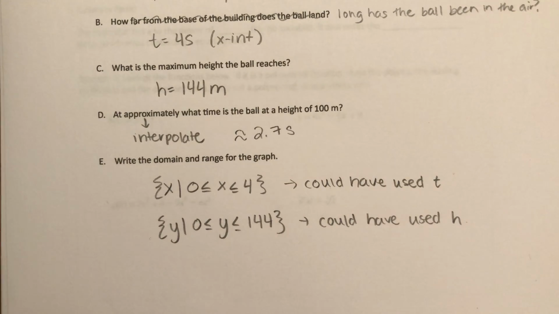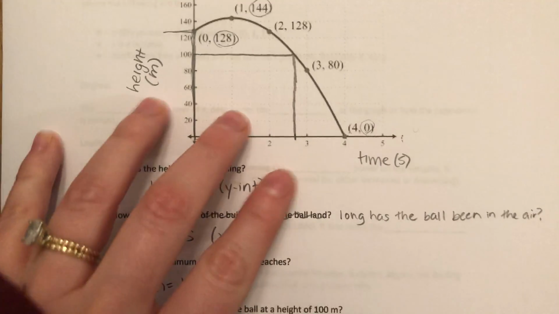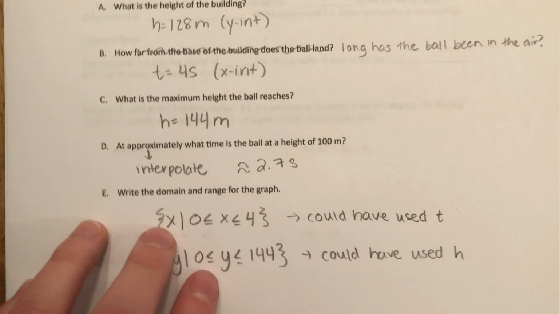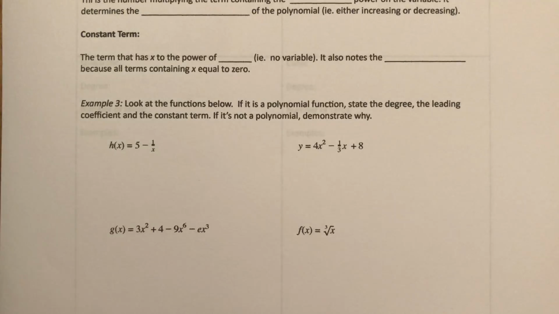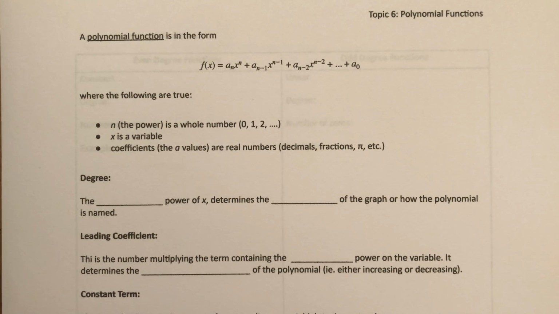Okay, so again, that's just some stuff that we can do off of graphs. If there's some sort of application, some sort of relationship happening, we can read that. And so hopefully that feels somewhat familiar from previous courses. Now what we're going to do is look at what a polynomial function is defined as. And both of those functions that we just looked at are polynomials.